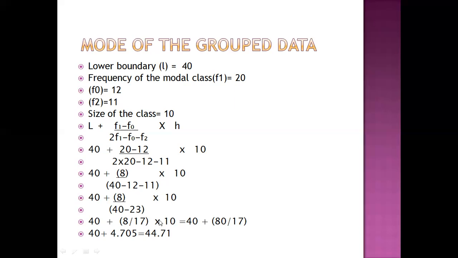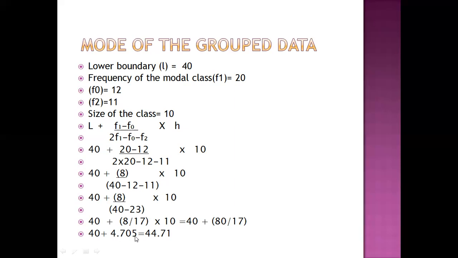10 and 17 do not go by the same table. So what you must do? Multiply 8 and 10. So 8 times 10 is 80. So 40 plus 80 by 17. When you divide 80 by 17 and take 3 decimal places, after the division you are getting 40 plus 4.705. I have taken 3 decimal places.